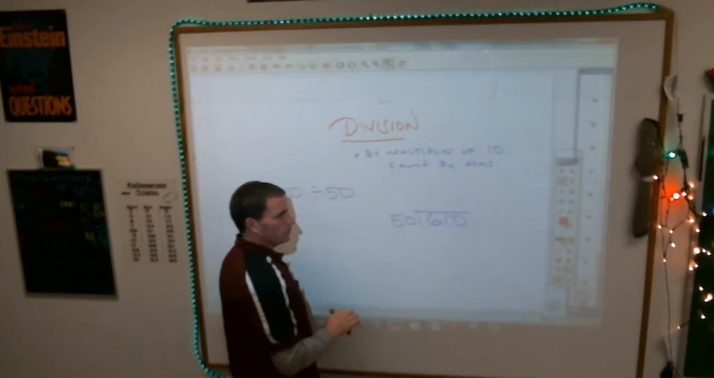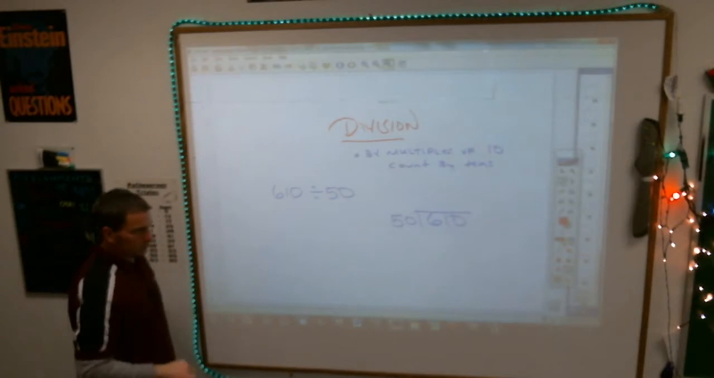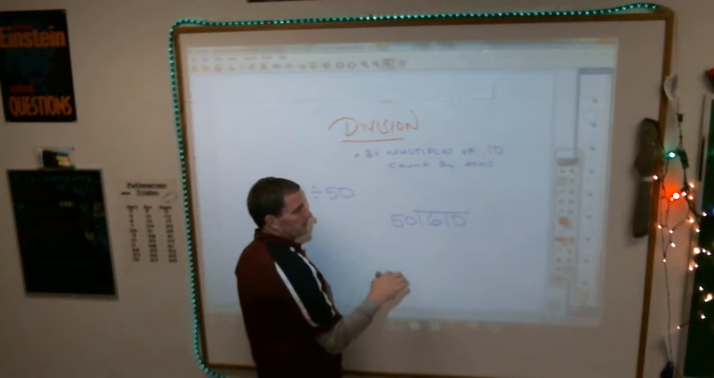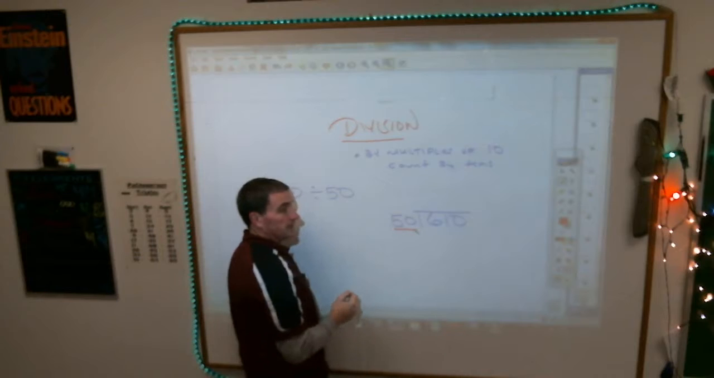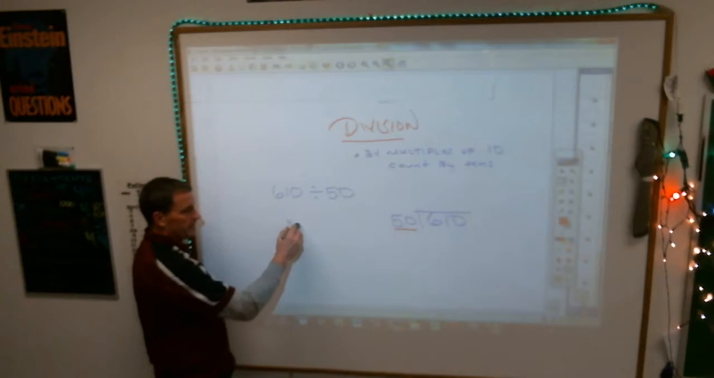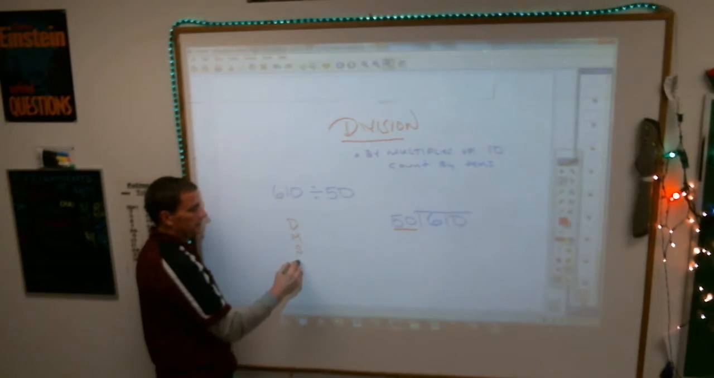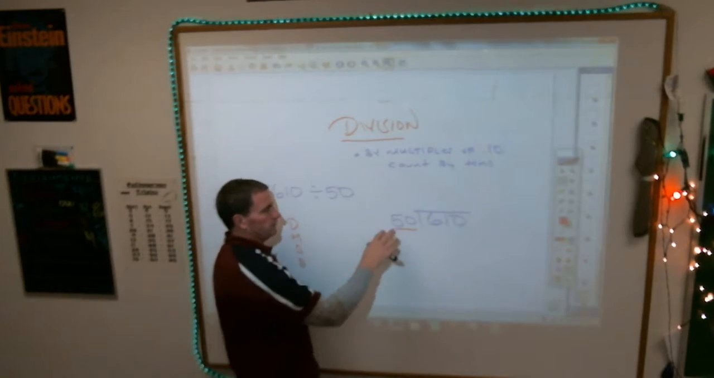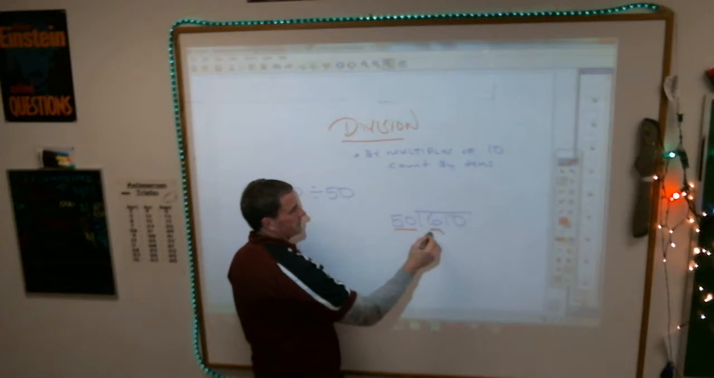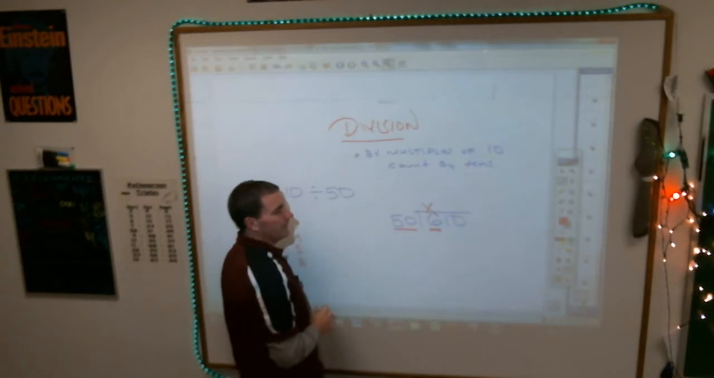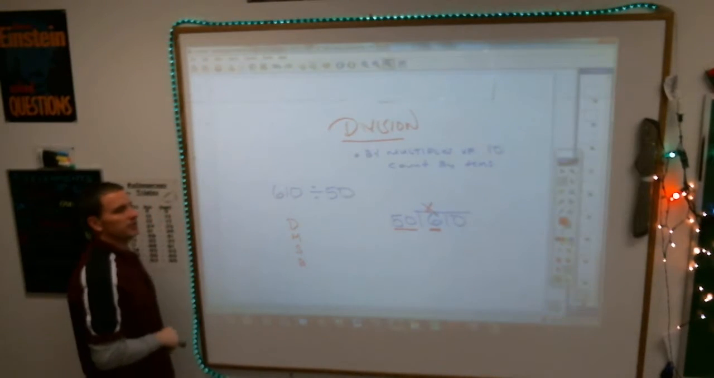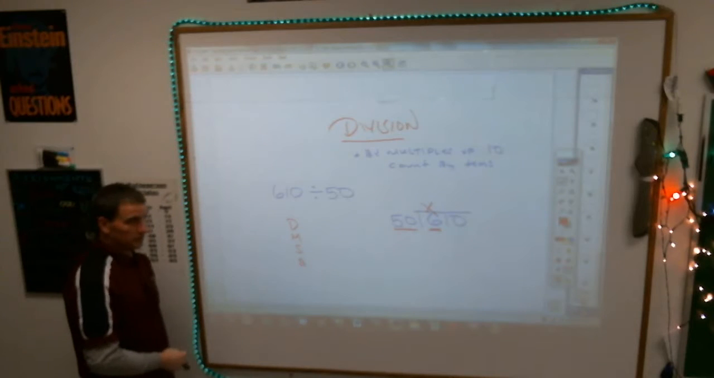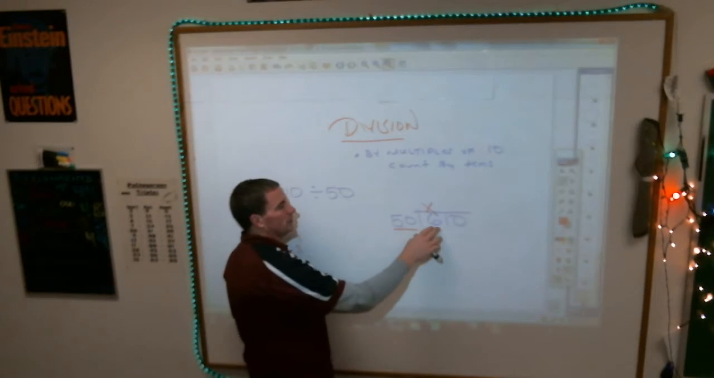Some helpful hints here. This is where you need to keep things kind of straight, in nice rows and even columns. You follow that same algorithm, which is what? Divide, multiply, subtract, bring down. You look at 50 and ask, does 50 go into 6? It doesn't. You don't have to put an X there, but you should not have a number above the 6, because 50 doesn't go into it. Does 50 go into 61?